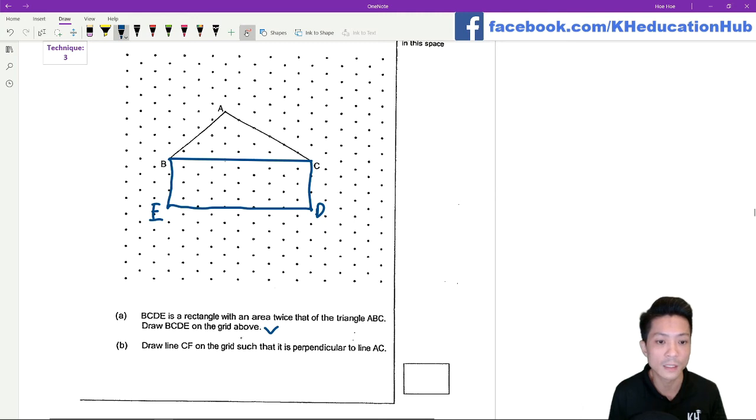Draw line C, F on the grid such that it is perpendicular to A, C. So this one you need a set square. I don't have a set square now, so okay, you can draw it yourself. I'll just mark it out roughly.